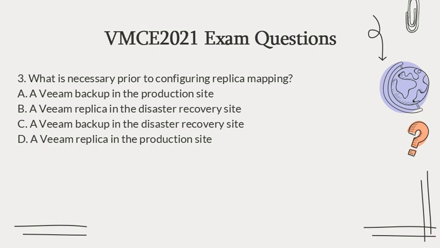3. What is necessary prior to configuring replica mapping? A. A VM backup in the production site. B. A VM replica in the disaster recovery site. C. A VM backup in the disaster recovery site. D. A VM replica in the production site.